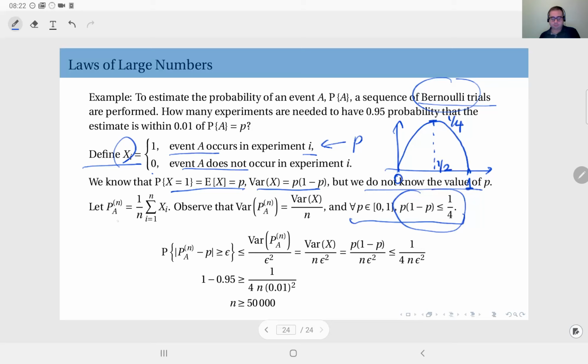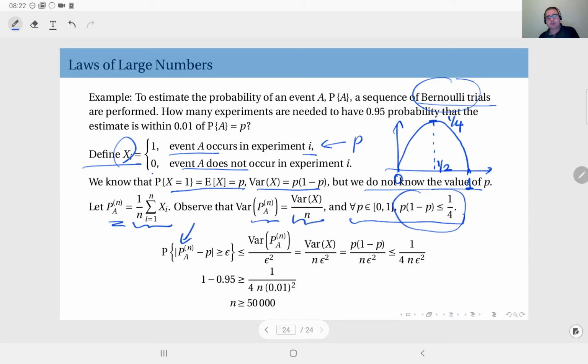And obviously, we define the probability estimate of event A as the sample mean of the x sub i's, 1 over n times the sum of x sub i's from 1 to n. And the variance of this probability estimate, as we have derived before, will be equal to the variance of x divided by n, because the x sub i's are IID. Okay, so just apply Chebyshev's inequality to this probability estimate.